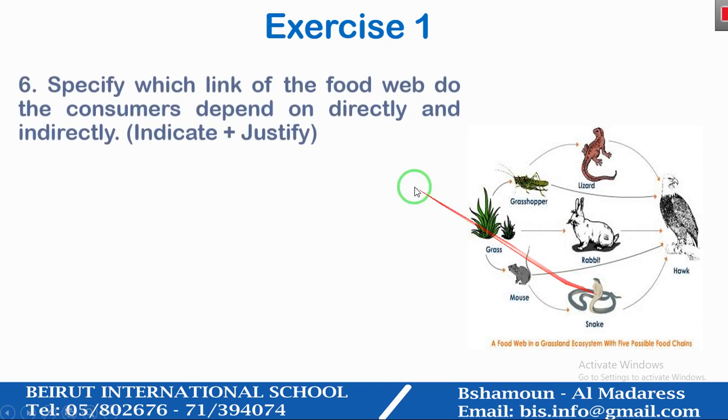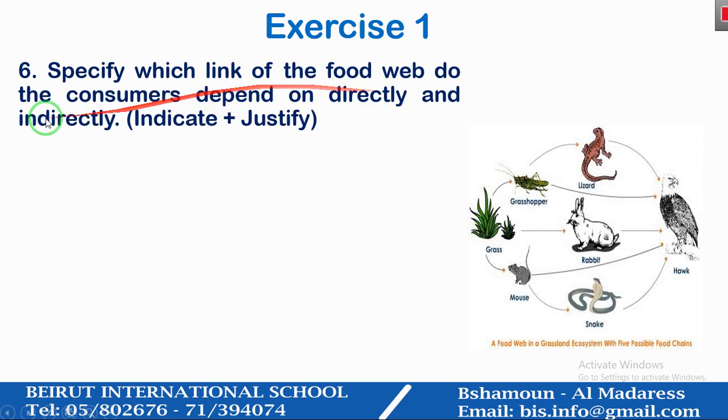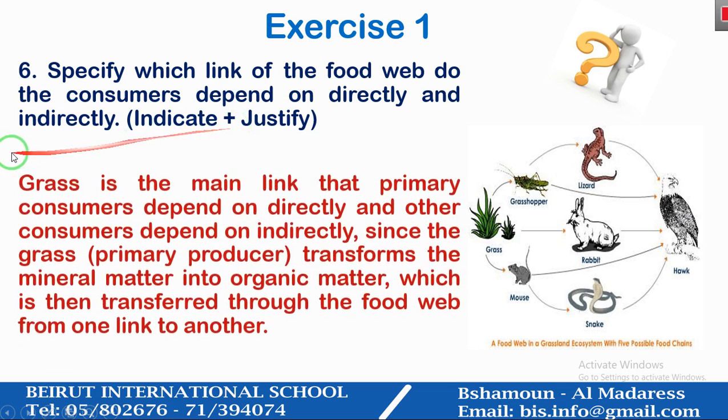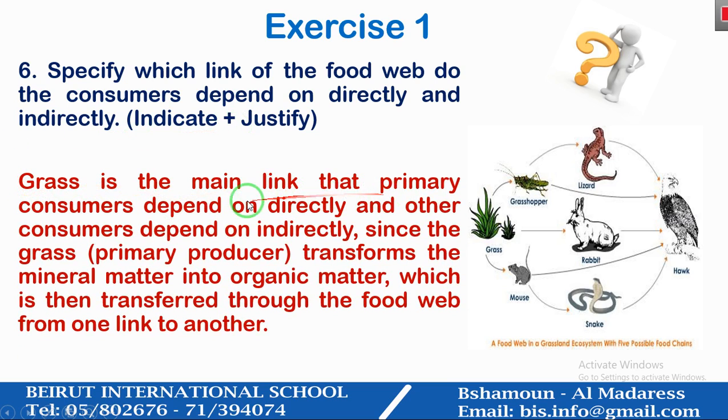Question number 6, specify which link of the food web do the consumers depend on directly and indirectly, and the verb specify means indicate, then justify your answer. So the grass is the main link that primary consumers depend on directly and the other consumers depend on indirectly, since the grass, which is the primary producer, transforms the mineral matter found in the soil into organic matter, which is then transferred through the food web from one link to another or from one living thing to the other.